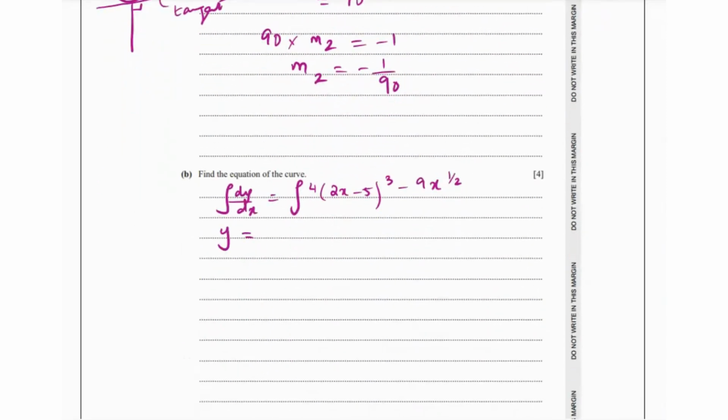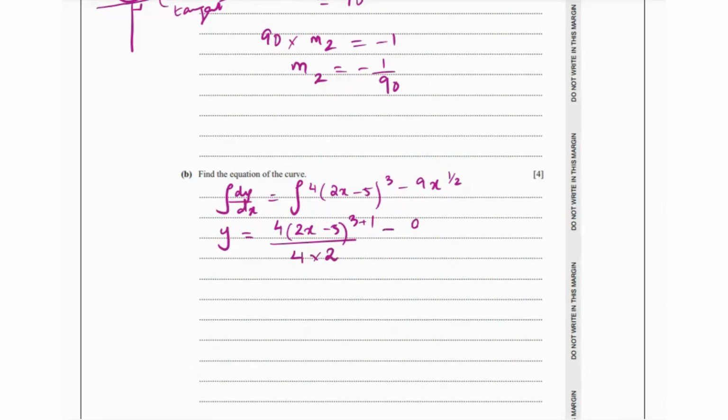In integration, the rule is opposite. In differentiation, if you remember, we bring the power down, then subtract 1 from the power. In integration, the rule is opposite. We add 1 to the power and then divide the expression by the new power. So it's going to be 4 times (2x minus 5) to the power 3 plus 1 divided by 4. And then you divide by the derivative of the bracket as well, which is 2.